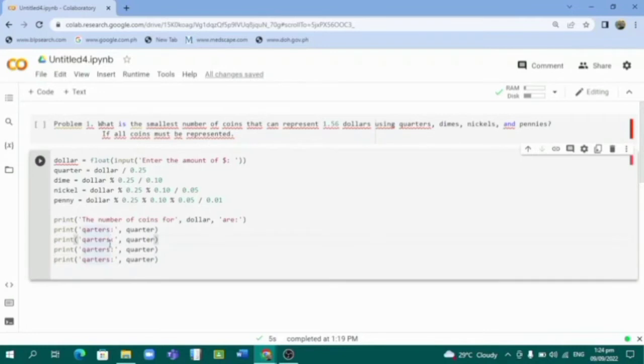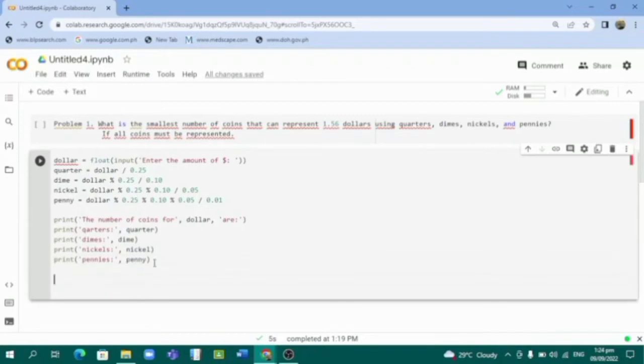And I change it to dimes, change it to nickels, and pennies. Also here, put the value of dime, value of nickel, and the value of penny.